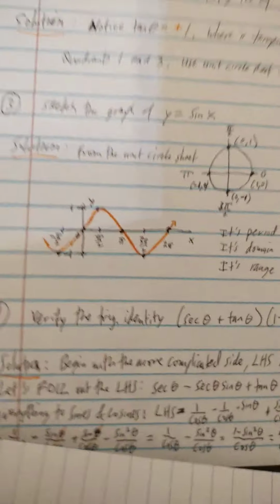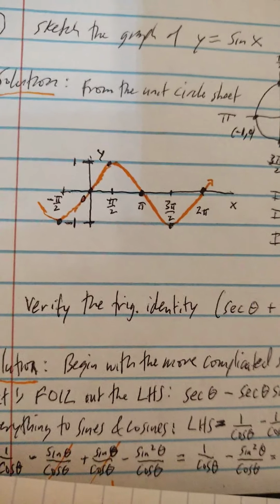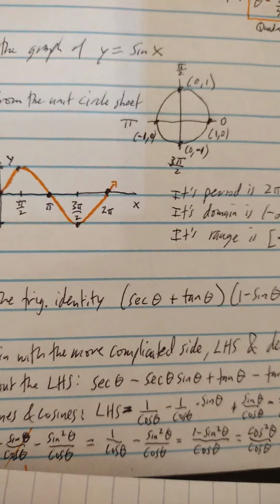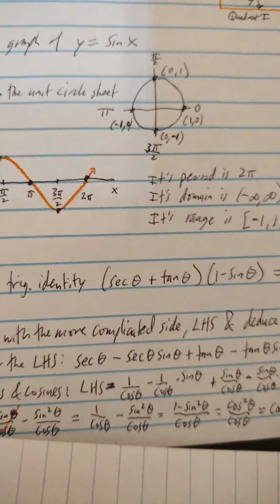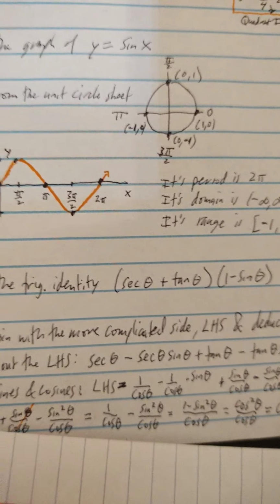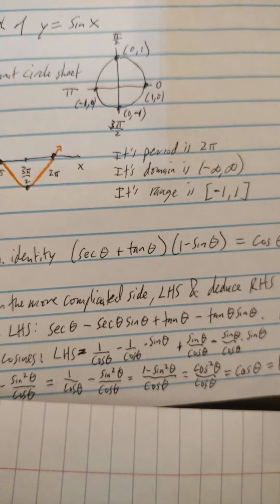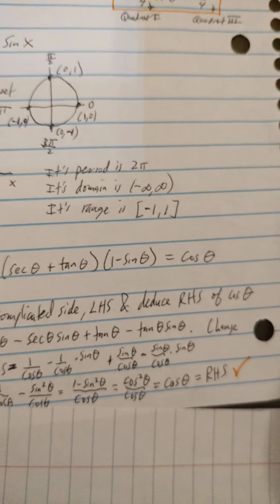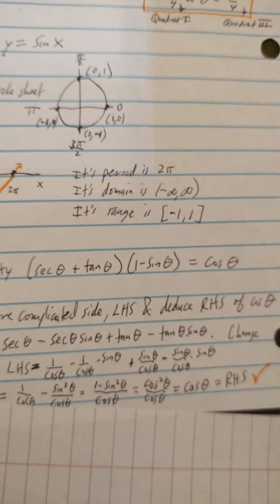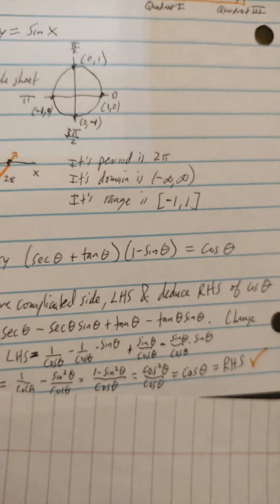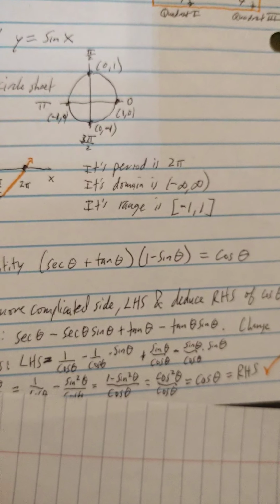Okay, and now we got just one more question here. It says verify the trig identity. Secant theta plus tangent theta, all in parentheses, times, in parentheses, 1 minus sine theta, and that equals cosine theta. So this identity is true for all theta, they're telling us. All we have to do is show that really is true.